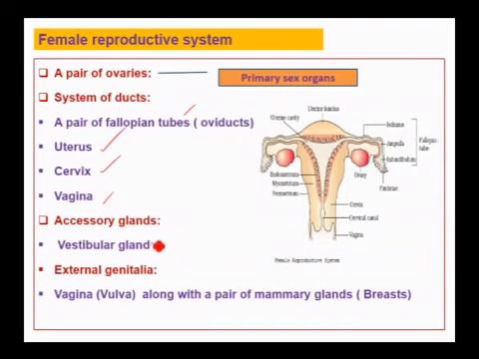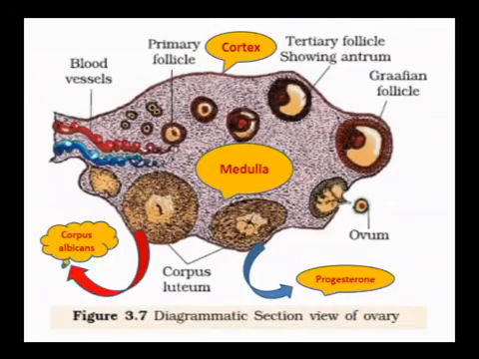Accessory glands are associated with the vestibule. They are vestibular glands. External genitalia of the female reproductive system includes the vagina along with a pair of mammary glands, also called breasts. Ovaries are present in the pelvic region. They are attached to the wall of the uterus and abdomen by means of ligaments.